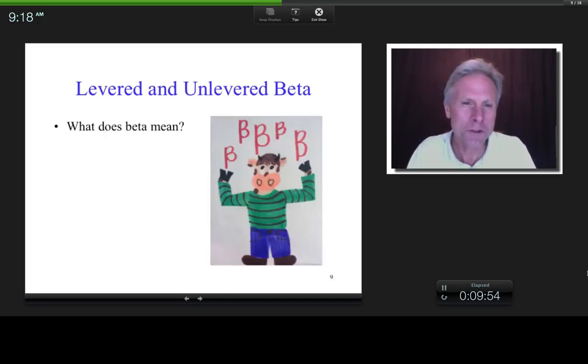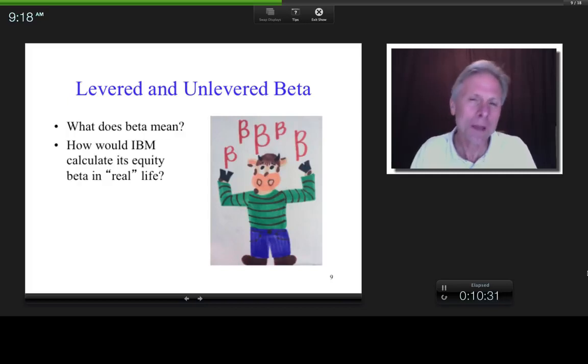So we now move on to levered and unlevered beta, and I want to start off with a reminder of, well, what does beta mean? So for example, if I told you that the beta of IBM's equity was 2, what would that mean? Well, if the market went up by 1%, IBM would be expected to go up by 2%. Or if the market went down by, say, 3%, you'd expect IBM to go down by 6%.